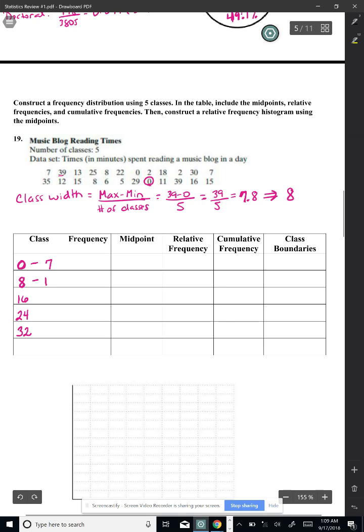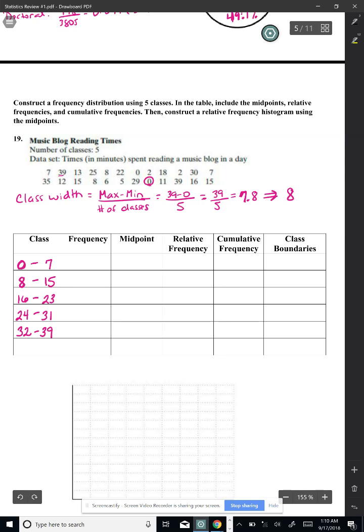And then since this is 16, that would have to go through 15. So this one would have to go through 23, through 31, and you add 8 over here, 0 plus 8 to get to 8, and then plus 8 to get to 16. You're doing the same thing on the upper limits. 7 plus 8 is 15. 15 plus 8 is 23, plus 8 is 31, plus 8 would be 39. And when you get there, you should have enough classes to include everything from your minimum to your maximum. And the last one may go a little bit above the max, and that's okay. You just want to make sure they're all included.